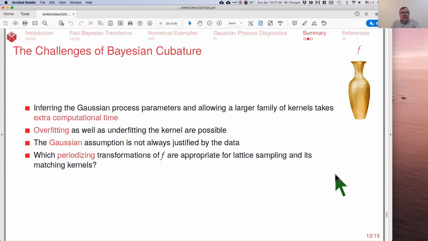The Gaussian assumption we see doesn't always seem to fit well, even though our algorithms fit well. And I don't know what to do with that, but I think people haven't looked at it, and I think we need to think about it.